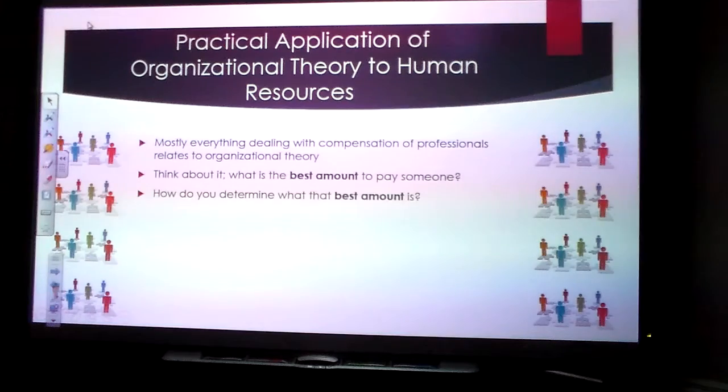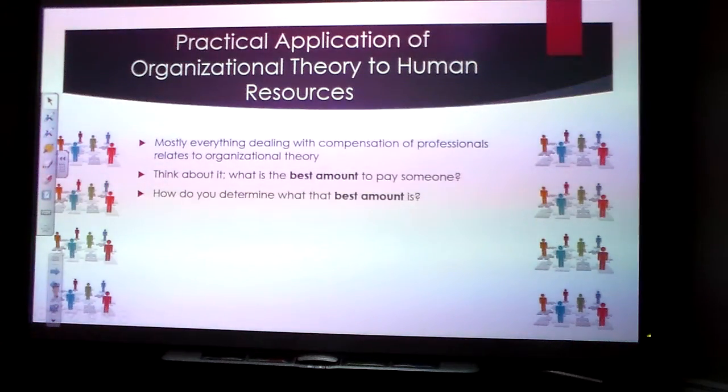Human resources. Everything dealing with compensation relates to organizational theory in some form. Ask yourself what the best amount of money to pay somebody is. What is the best amount of money to pay someone? This is blunt, this is rude, but it's true.